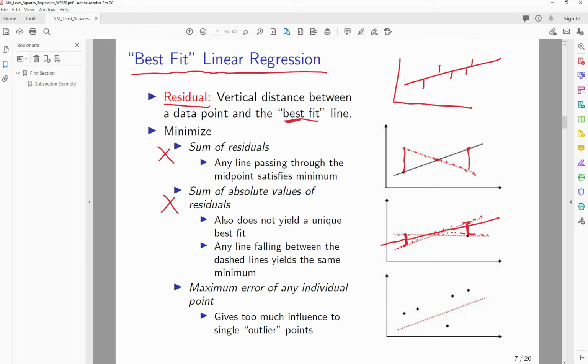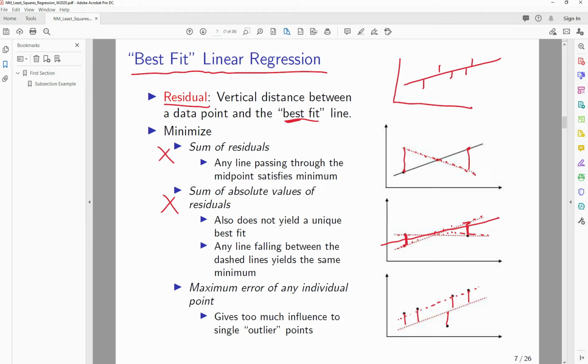Same thing with the maximum error of any one individual point. So for example, the residual for this point, and for this point, and for this point, and this point, and this one are all equal to each other. But you would probably recognize that the best fit line is probably a little bit closer to where a majority of the data points are. Thus, the minimization of the maximum error of any one individual point gives too much influence to any single outlier.